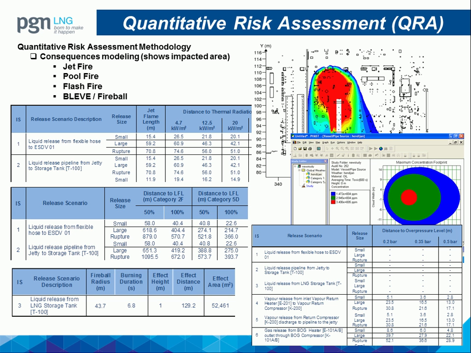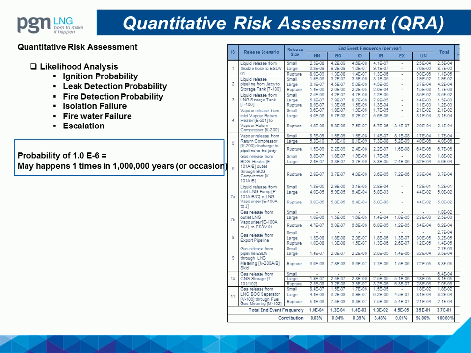This is an example of a QRA. So this is the consequences modeling. The drawing shows how big the impact on the area is and how far it would reach. Normally the red is the worst case, and the white one is not impacted by the scenarios. This is the likelihood analysis. So basically we go one by one per case. At the end we find out what frequency the scenario happens at.